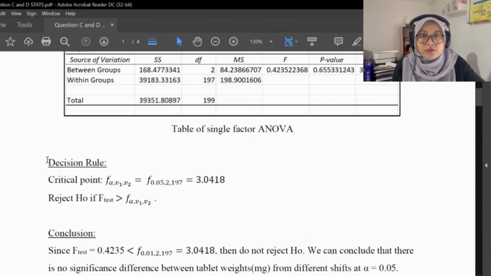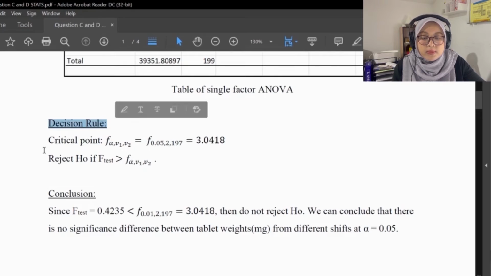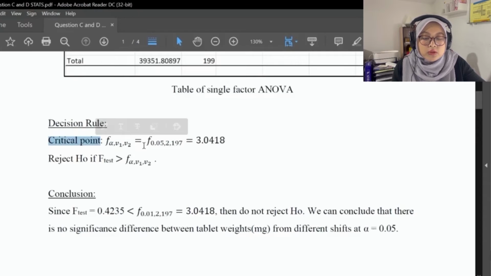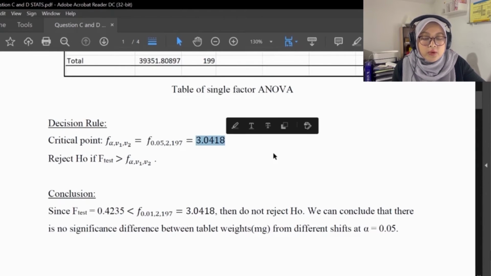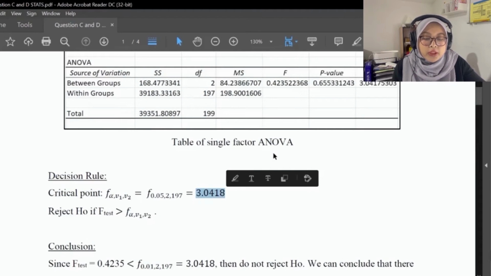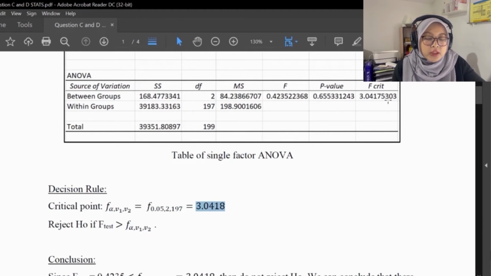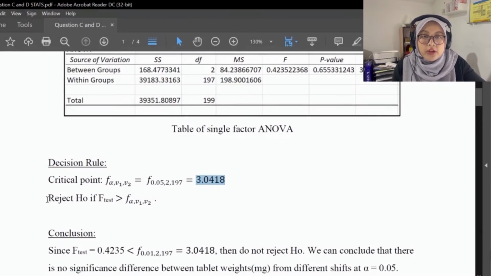The decision rule for the ANOVA method is that the critical point is equivalent to F alpha, V1, V2, which equals F 0.05, 2, 197, which is equivalent to 3.0418, the F-crit value to 4 decimal places. The condition in the decision rule is to reject H0 if the F-test is much larger than the critical point.